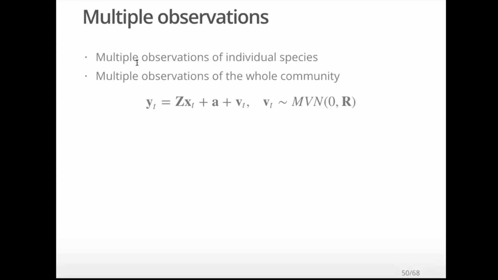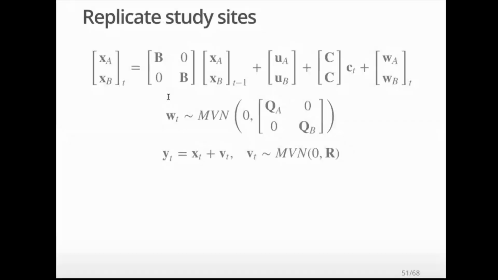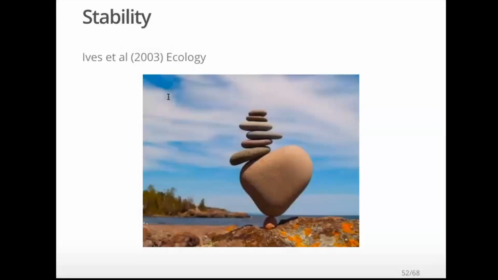You can also extend your observation matrix, put that Z here, and allow multiple observations of communities. That can help you estimate your B matrix. Again, I think Mark and Eric might talk about that because they've done some recent work on that. You can have replicate study sites. That really helps you estimate that B matrix. Okay, so that's basically a whirlwind tour of that class of models.